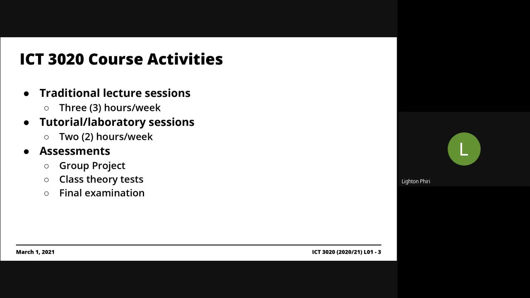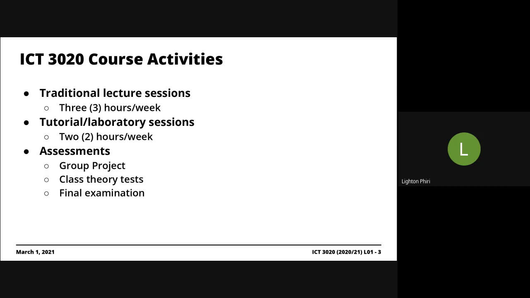So 3020 is not a practical course per se. I mean, it is a practical course, but you don't need to go into a lab. I don't know if you remember what you did with your tutor in first year, where you open up a computer and then you're introduced to the different components associated with the high-level functional units of a typical computer system.